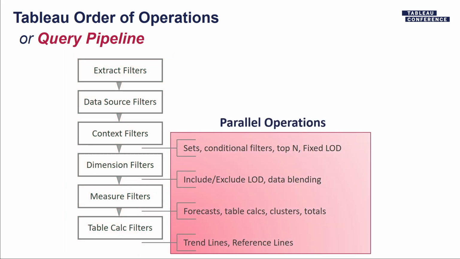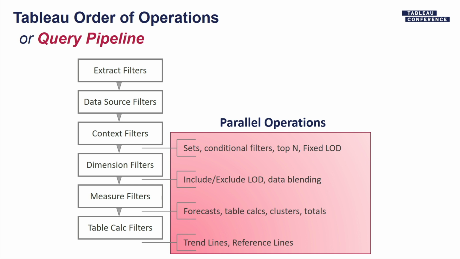Let's move to the right-hand part of our query pipeline, and let's have a look at parallel operations. So in the same way, the ones at the top, so for example, sets, top n, fixed LOD, they are going to be applied between context filter and dimension filter. And the one at the bottom, like trend lines, reference line, they will be applied last. So they will be dependent on anything else that we have already in our view.